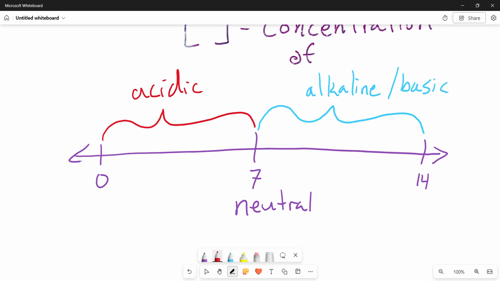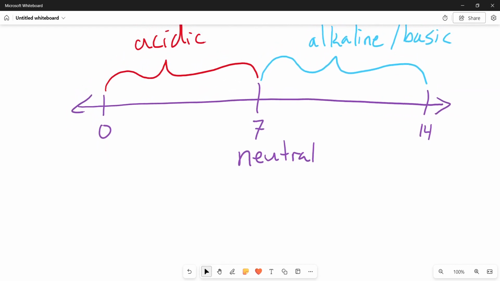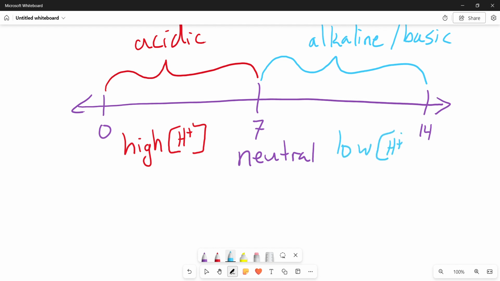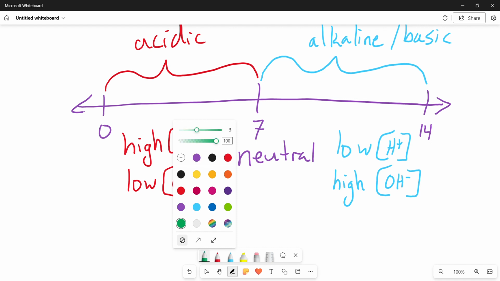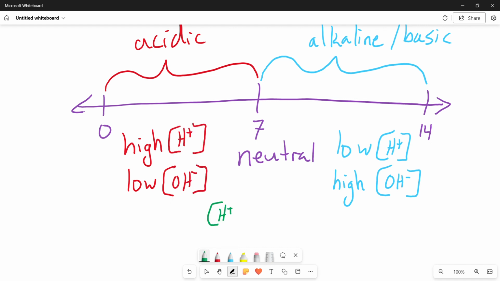And really what we have in the acidic region is a high concentration of H+. And in the alkaline region, we have a low concentration of H+. And conversely, if we have low concentration of H+, we're not going to get into all the details, we also have high concentration of OH-. That's what makes something alkaline. And then here we have low concentration of hydroxide. And right in the middle, you might be able to guess, hydrogen ion concentration is equal to hydroxide ion concentration.